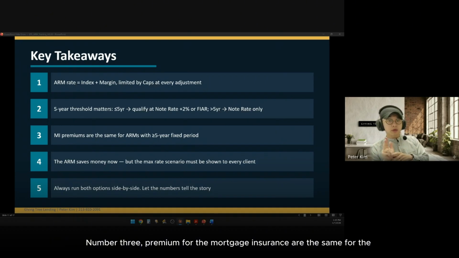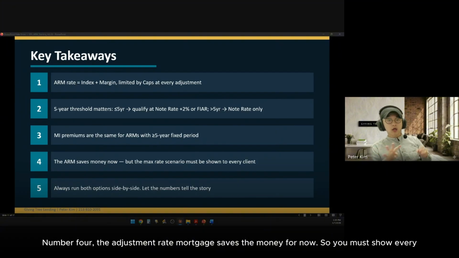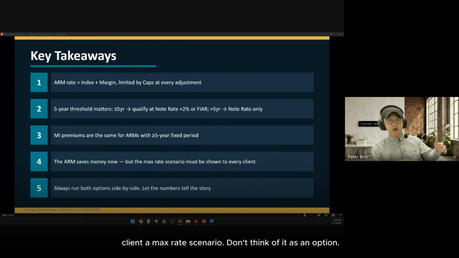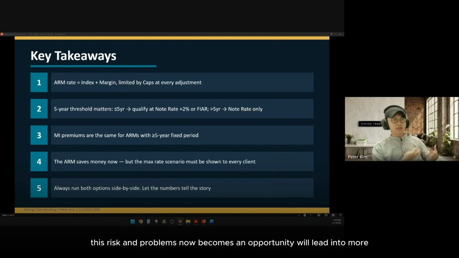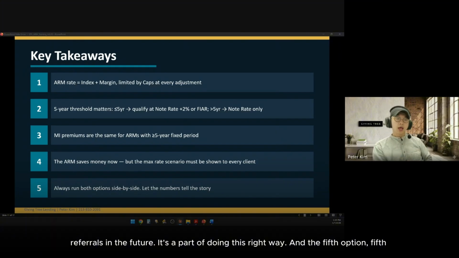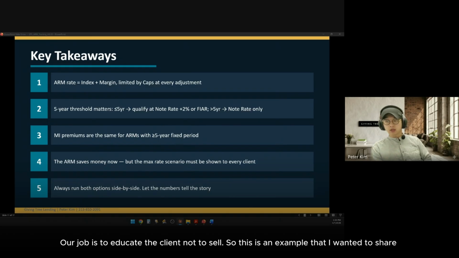Number 3, premiums for mortgage insurance are the same for ARMs with a 5-year fixed period or more, and no MI penalty applies. Number 4, the adjustable rate mortgage saves money for now, so you must show every client the max rate scenario. Don't think of it as optional. You have to tell them, to deliver a better product and a better outcome, and then this risk and problem becomes an opportunity that will lead to more referrals in the future. It's part of doing this the right way. And the fifth takeaway is always run both options side by side and let the numbers tell the story. Our job is to educate the client, not to sell.